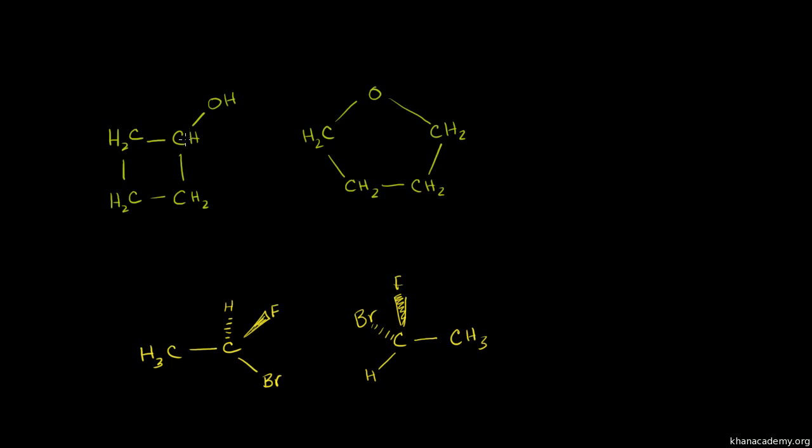But if we look a little bit closer, you see that this guy on the left has 1, 2, 3, 4 carbons, and so does this guy on the right. He has 1, 2, 3, 4 carbons. This guy on the left has 2, 4, 6, 8 hydrogens. This guy on the right has 2, 4, 6, 8 hydrogens. And they both have 1 oxygen. So the molecular formula for both of these things is 4 carbons, 8 hydrogens, and 1 oxygen. They're both C4H8O. So they have the same molecular formula.